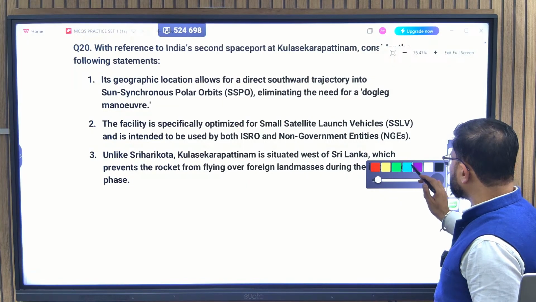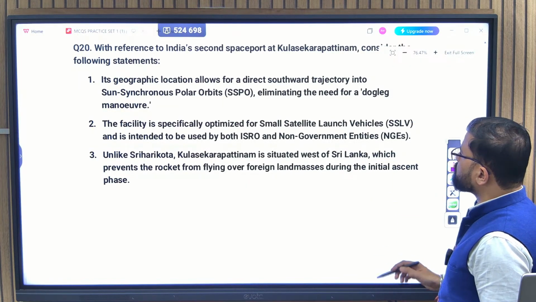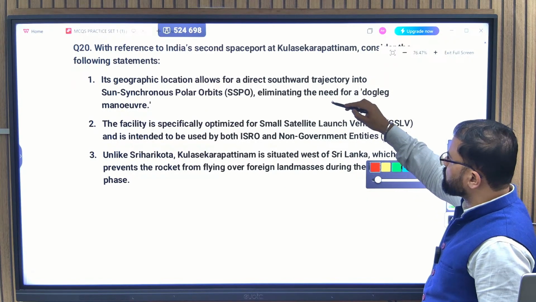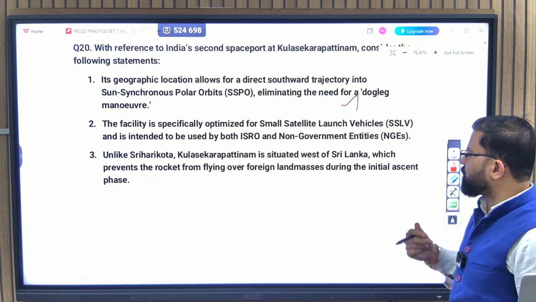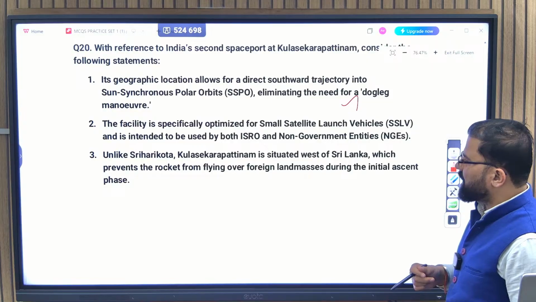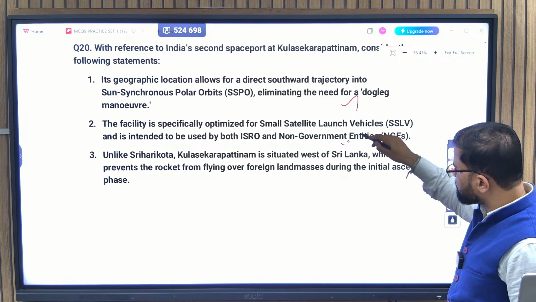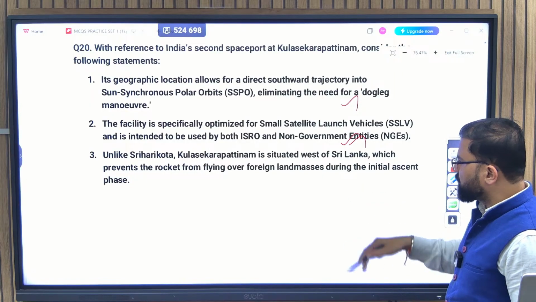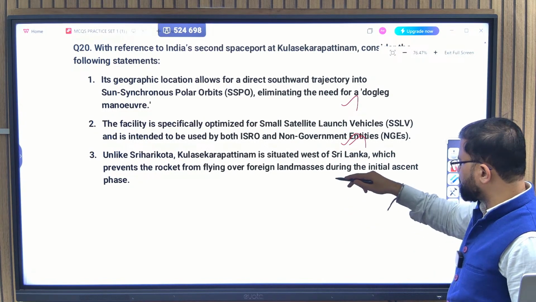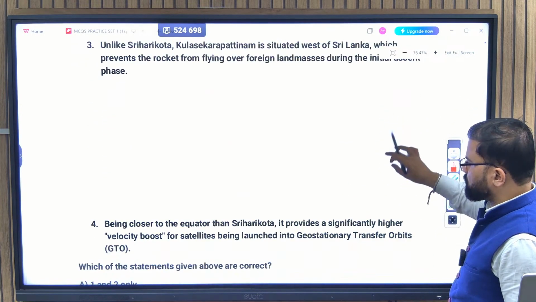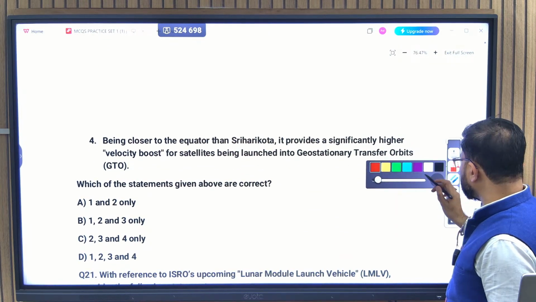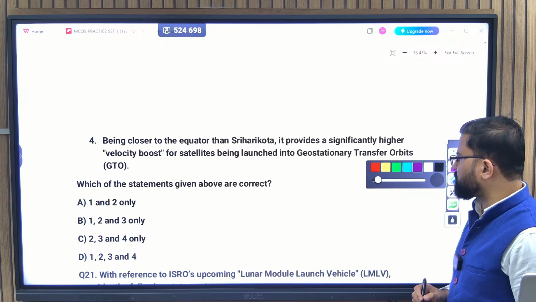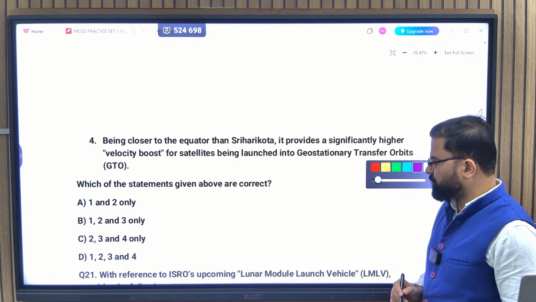Its geographical location allows the direct southward trajectory into the sun-synchronous polar orbit, eliminating the need of dog-leg maneuvering. True. The facility is specifically optimized for small satellite launching vehicles and is intended to be used by both ISRO and non-government entities. True. Unlike Sriharikota, Kulasekharapatnam is situated west of Sri Lanka, which prevents the rocket from flying over foreign land masses. This is also true. Fourth, being closer to the equator than Sriharikota, it provides a significantly higher velocity boost for the satellites being launched into geostationary transfer orbit. Question number 4.